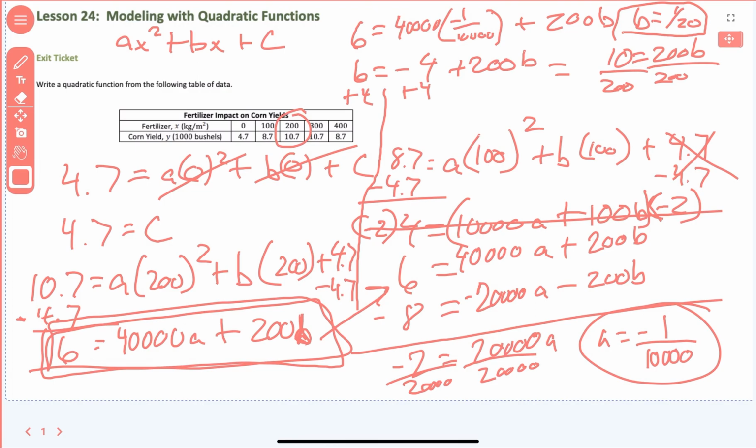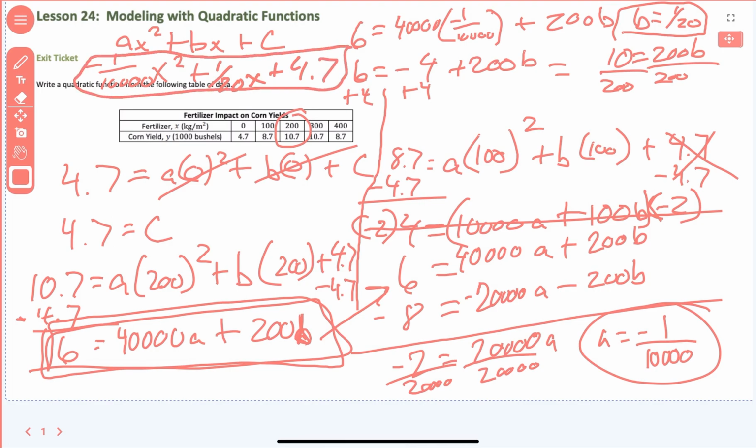Now we know A, B, and C. A is a negative 1 over 10,000 x squared plus B was 1 over 20 x plus C, which was 4.7. That is the equation that will give you all of those points in that table and chart.